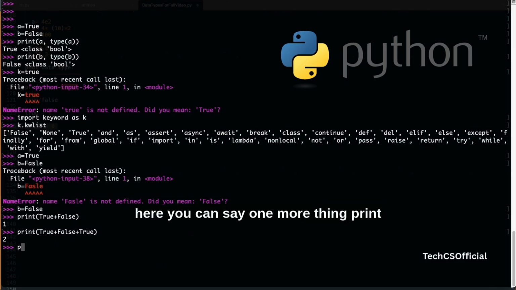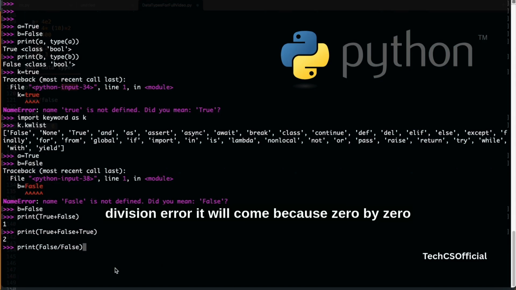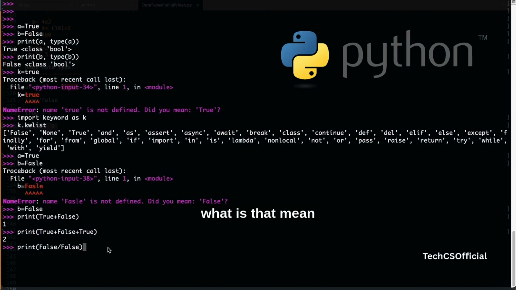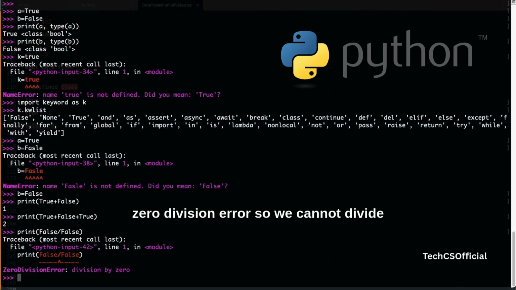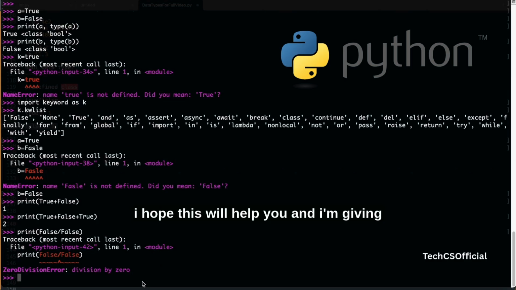So here you can see one more thing. Print False by False. We are using these arithmetic operations here, and we can observe it. A zero division error will come, because 0 by 0, what does that mean? We cannot divide by 0. Division by zero, ZeroDivisionError. We will not use that. So that is how the Boolean data type will work in Python. I hope this will help you, and I'm giving you clear-cut definitions. So go through it once.